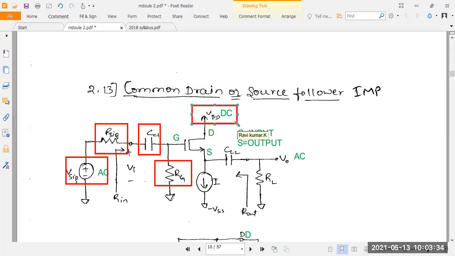Here the source is the output and the gate is the input. For the gate, they apply the supply here. From that we get the output voltage from the source.